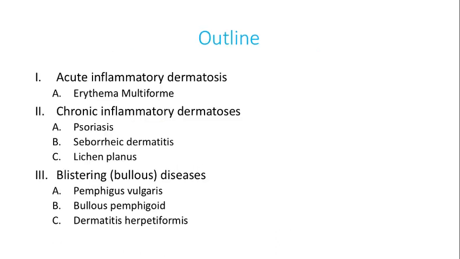An outline for where we're headed today: we're going to talk about one relatively acute sort of skin disease, which can be associated with infections or drugs, and that's erythema multiforme. Then we'll talk about some more chronic conditions, which usually last for months to years, like psoriasis, seborrheic dermatitis, and lichen planus. And we'll end our talk with some immune-mediated blistering diseases.